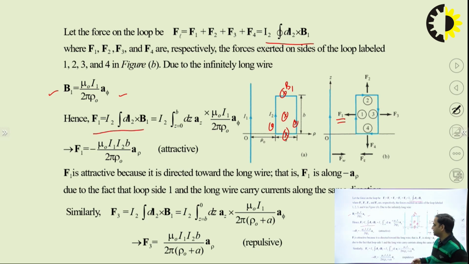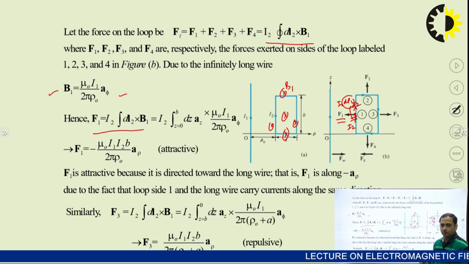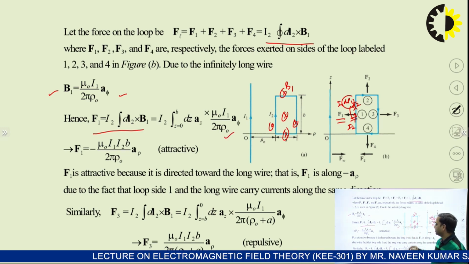We can use this B1 as the same as we have here. And this F1 element is in this direction, because this is the direction of I2. So the element will be I2 dL2. What is the direction of dL2? dL2 is in the direction of z, right? So in place of dL we can take dz. So I2 dz a_z cross mu naught I1 upon 2 pi rho naught a_phi.